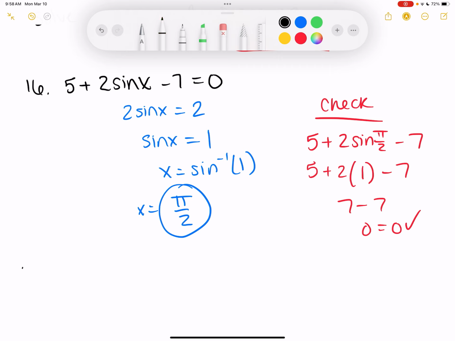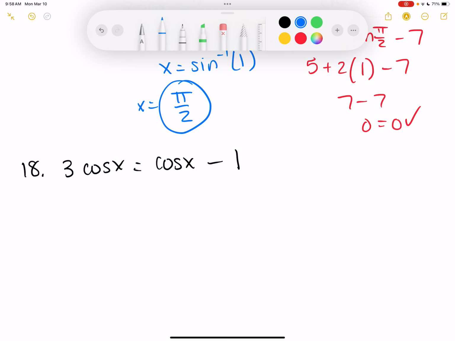Number 18. 3 cosine of x equals cosine of x minus 1. What would I need to do first? You move all the cosines to one side. So subtracting this one would give me 2 cosine of x equals negative 1. Now what? Divide by 2. So cosine of x equals negative 1/2. Take the inverse.